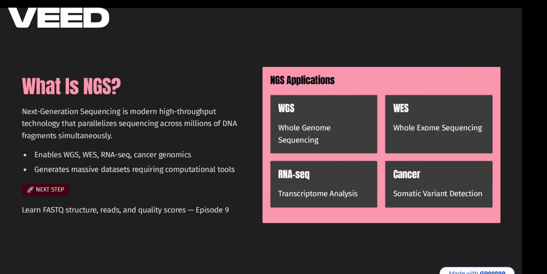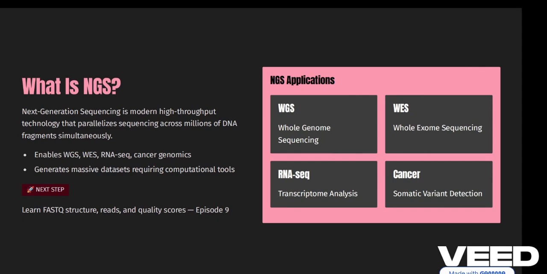The biggest advantage of NGS is that it allows us to generate a very large amount of sequencing data, but generating the data is only the first step. Now we need computational methods to process and interpret this huge amount of information, and that is where bioinformatics becomes essential. So throughout this course we will learn how to take this raw sequencing data and convert it into meaningful biological results.